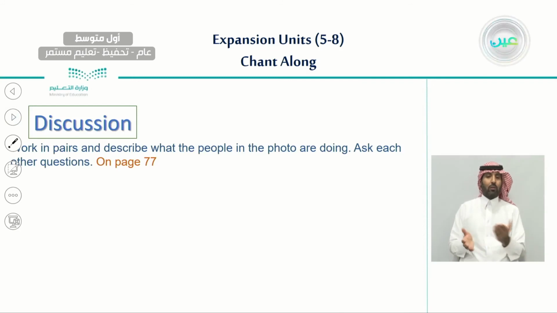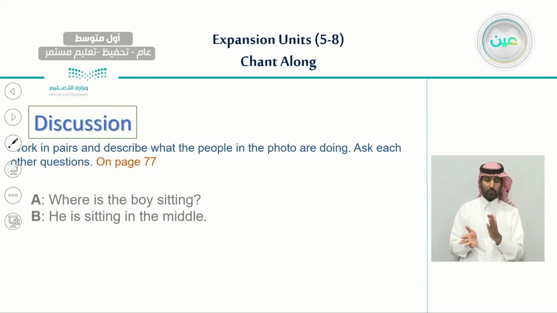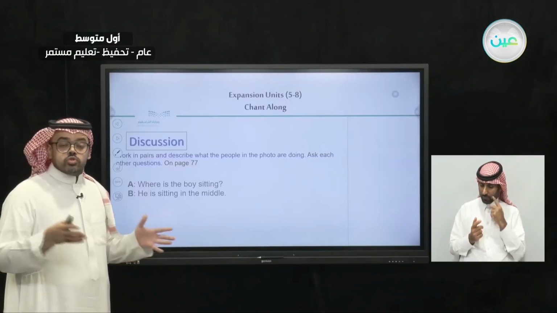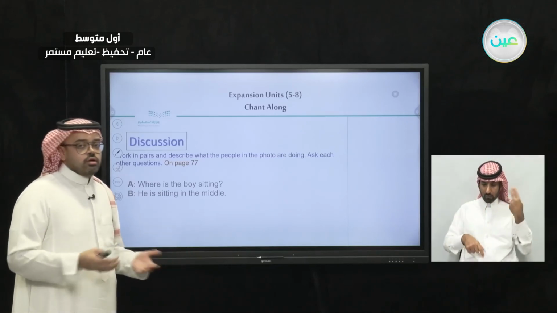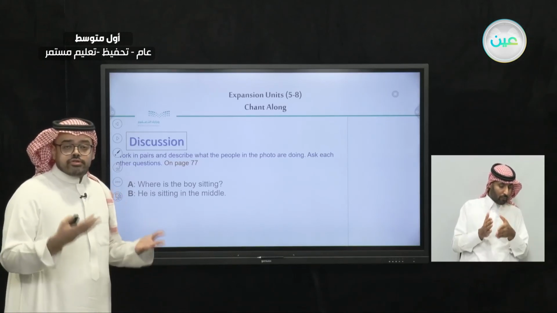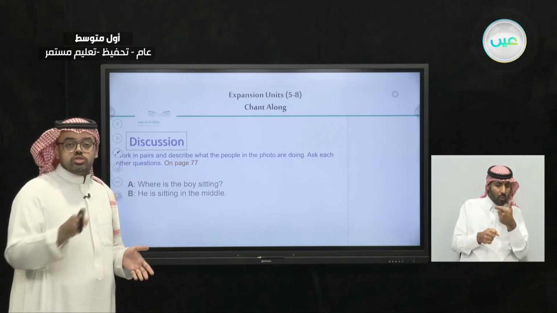So here we have on page 77 a very interesting discussion. What I would like you to do is work in pairs and describe what the people in the photo are doing and ask each other questions on page 77. On page 77, you will see an interesting picture where you have 2 men who are obviously in a car, driving a car, and in the middle between them, there is a boy. So we can ask or make questions about each one of them.